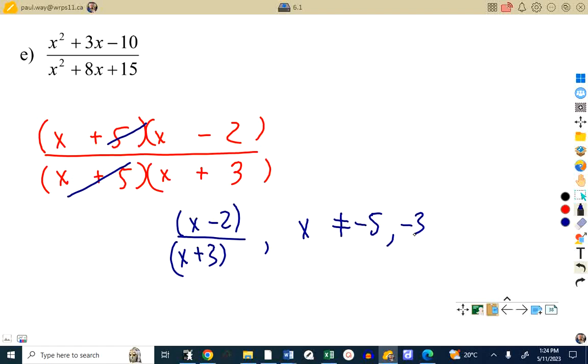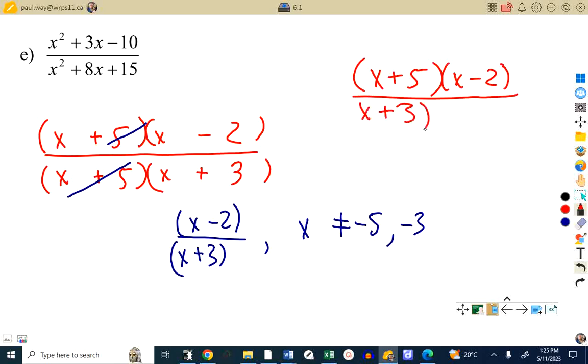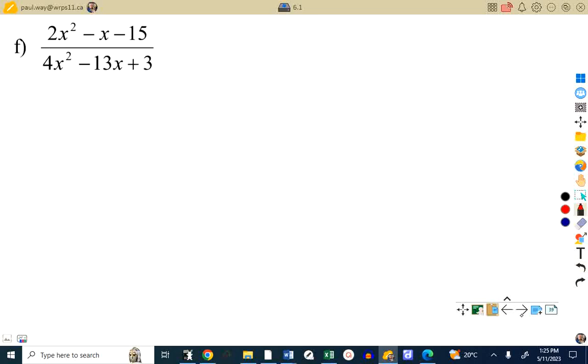Would it have mattered if we had written this? Would I still be able to cancel the x plus 5's? Definitely. The order in which you multiply doesn't matter, so the order of where they appear shouldn't matter. You can still cancel because they are still factors. Final question. Well, we have to factor.